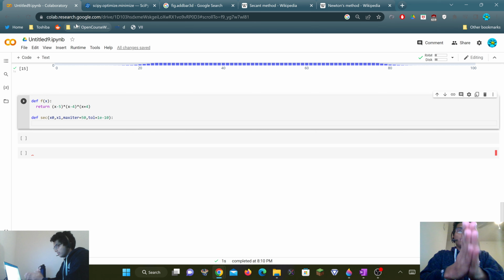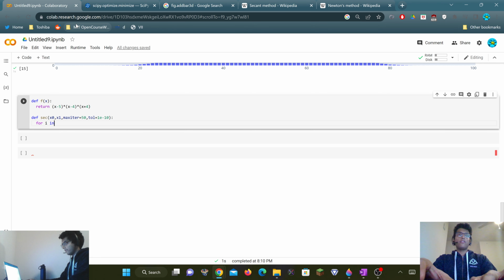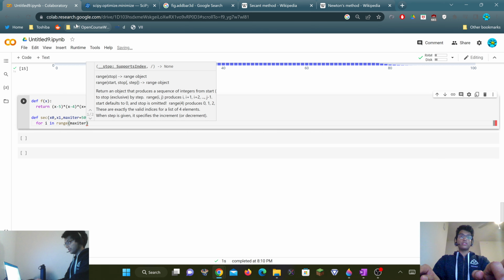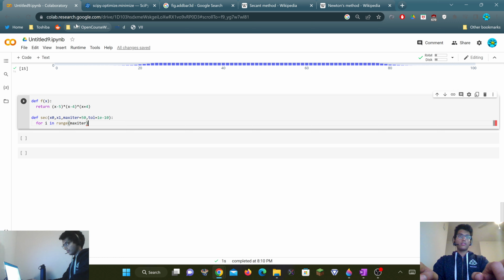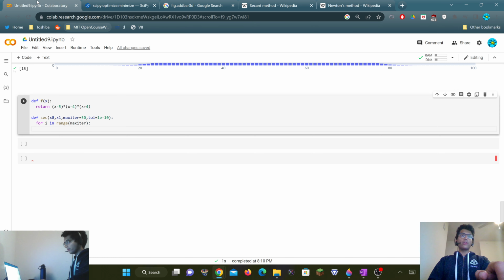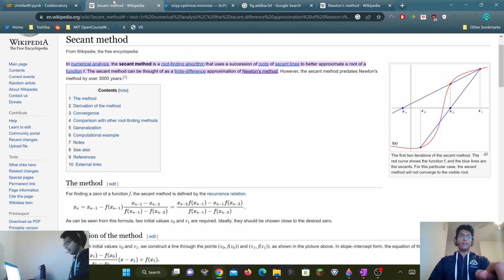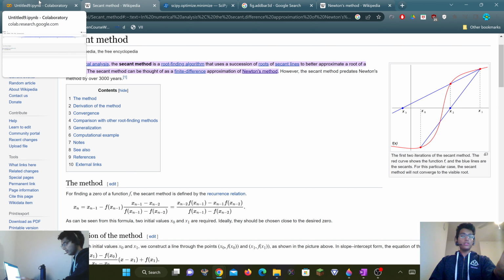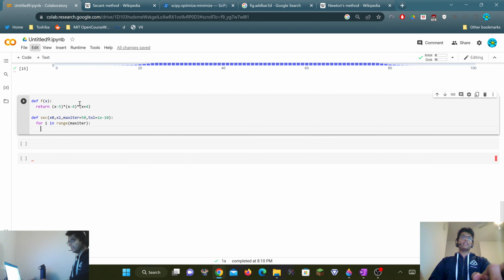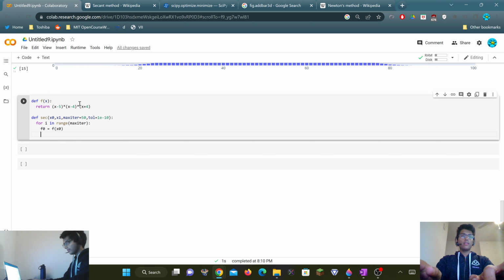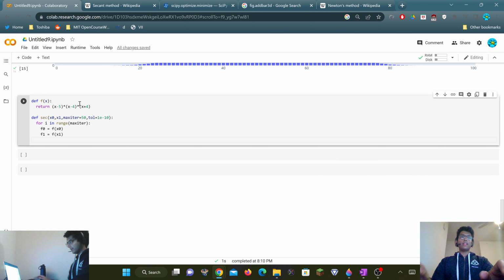And then so to do this, we want to iterate. So we're going to say for i in range of the max iterations, right? And then we're going to start basically coding out this method. So first off, we need to evaluate the function at x naught and x1, right? Two guesses. So we're going to say f naught equals f of x naught, and then f1 equals f of x1, right? So get that out of the way.